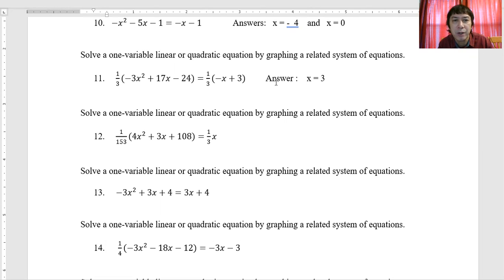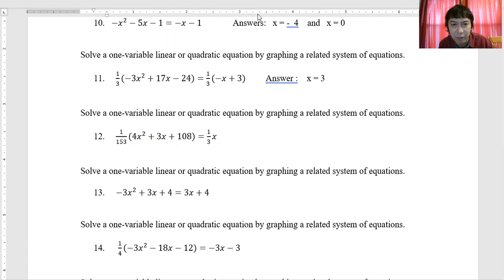Solve a one variable linear or quadratic equation by graphing a related system of equations. All right, here's our number 12 with big numbers. 1 over 153 times the quantity 4x squared plus 3x plus 108 is equal to 1/3 x. So again, we have a quadratic at the left side and linear at the right side. The right side is 1/3 x. That should be passing through the point of origin. Let's find out. So we shall get the copy of this equation and proceed to our graphing calculator.